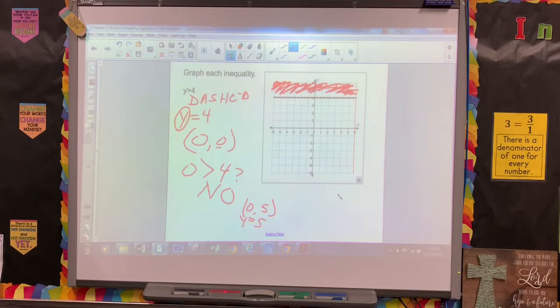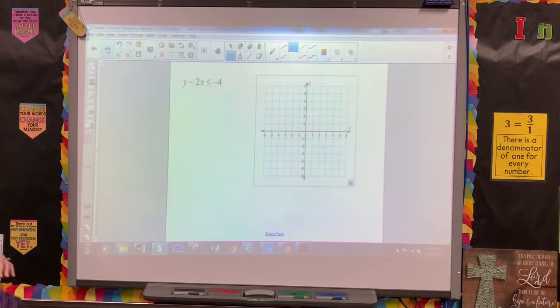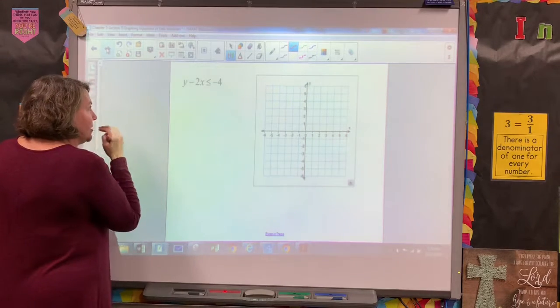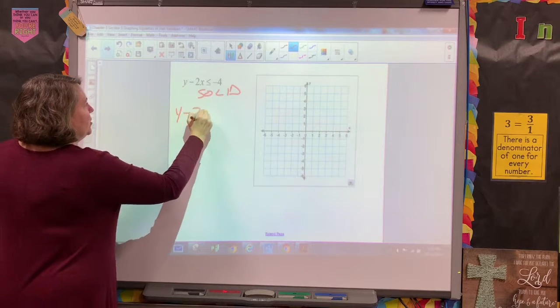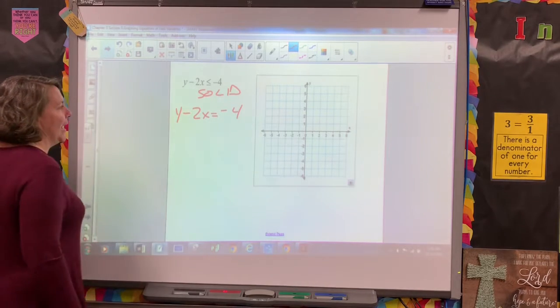Everyone's cool with that? Yes. You do this one. It's going to be a solid line or dashed line? Solid. It's going to be a solid line. Second, we're going to turn this into an equal sign so we can get our boundary.